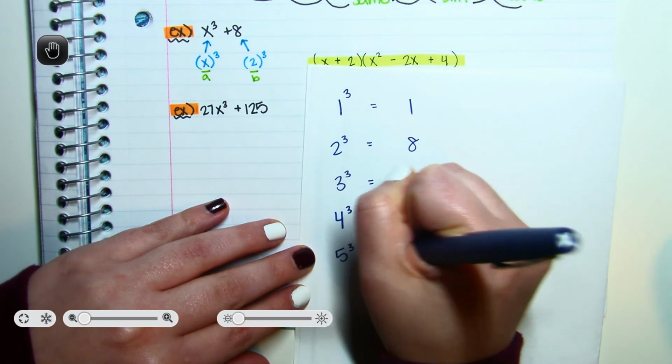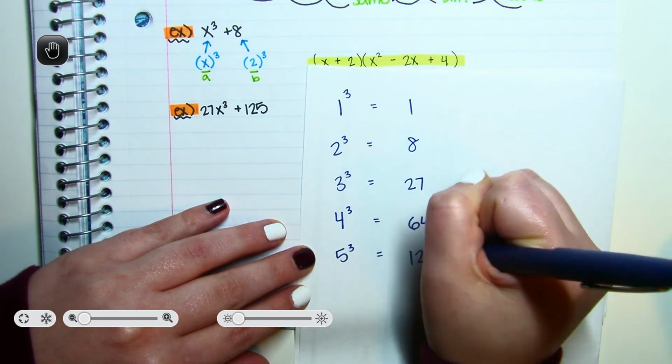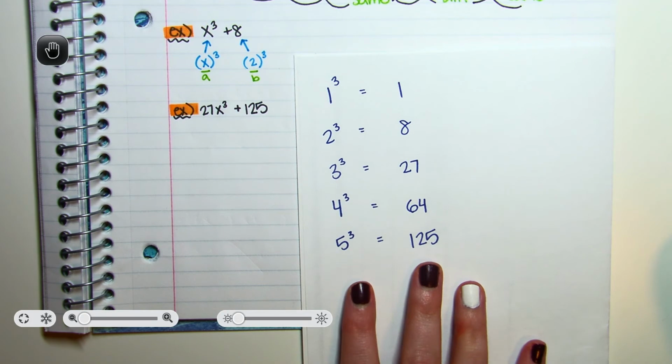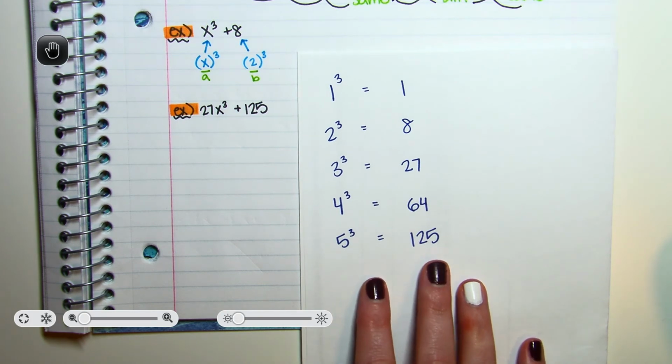5 cubed is 125. And then you can keep going. So this is really helpful to have on hand. The numbers that I give you on these problems aren't going to be insanely big. They will be reasonable numbers, because I'm not going to make you do really big numbers. So if you have just a general idea, maybe go up to like 6 cubed and just have that off to the side. But these should be ones that you should be able to recognize are perfect cubes.